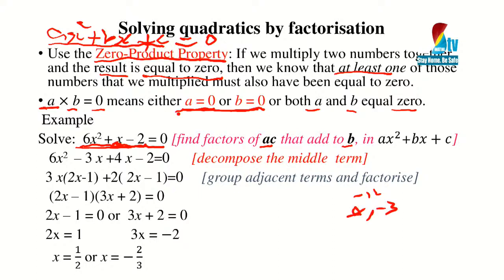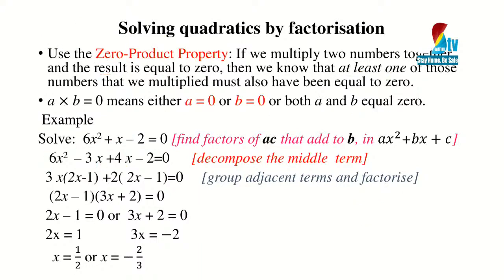Then we are going to use these two factors to decompose the middle term. Therefore, our expression will be 6x squared minus 3x plus 4x minus 2 equals 0. So we have decomposed the middle term and written it in terms of these two factors. Then we are going to group adjacent terms.